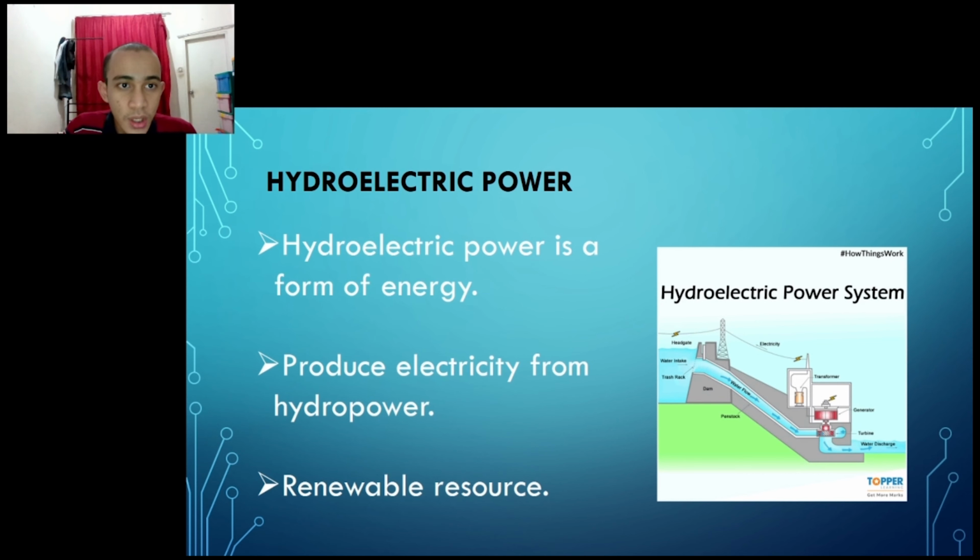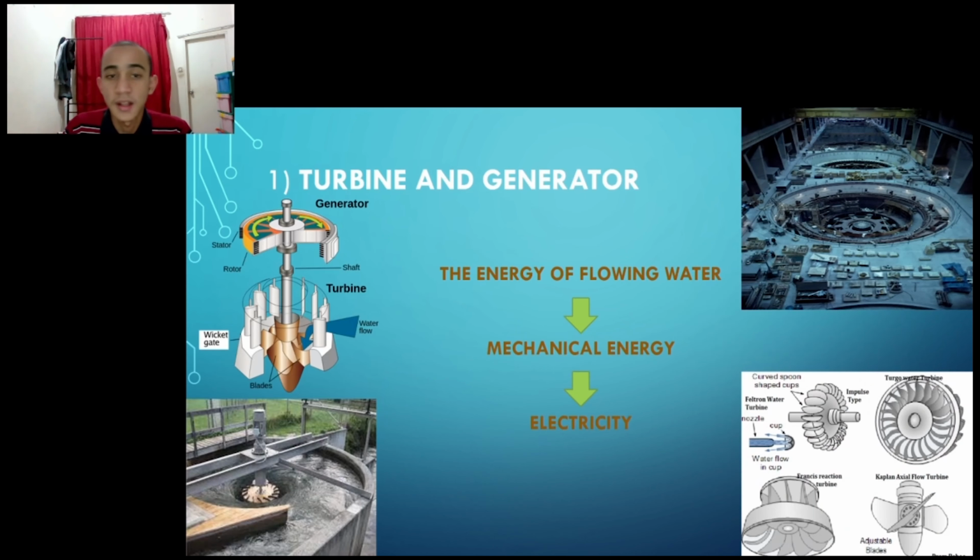Okay. What is hydraulic power? Hydraulic power is a form of energy that can produce electricity from hydropower. It is a renewable resource which can never be extinct.